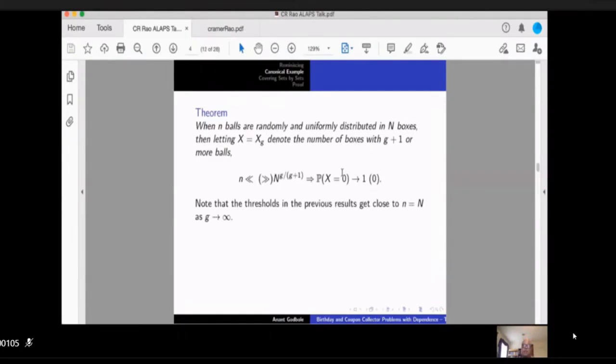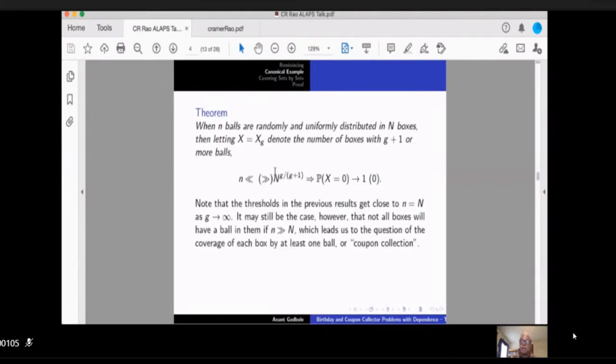So yeah, and when g is equal to 1, you get the square root of N. If you're looking for the threshold for 3 or more balls in a box, then that's N to the 2/3, and so on. But notice that the thresholds get closer to n equal to capital N as g goes to infinity, because the exponent approaches 1. However, it might still be the case that if you have n larger than capital N, not all the boxes will have a ball in it.